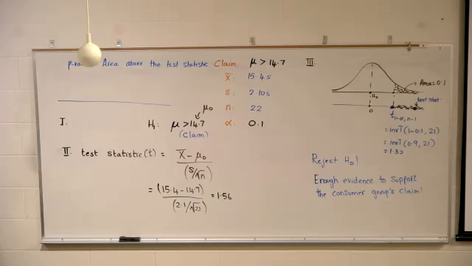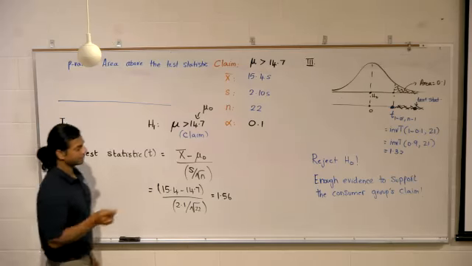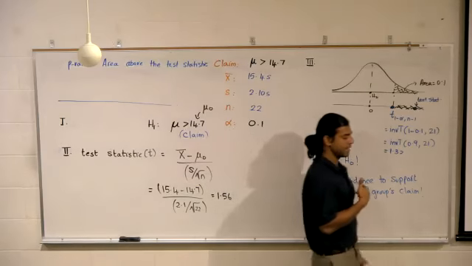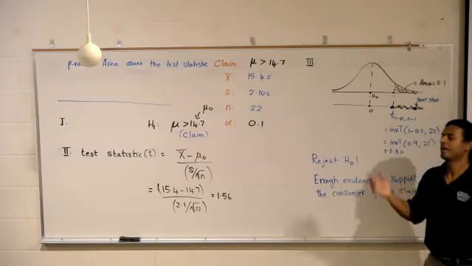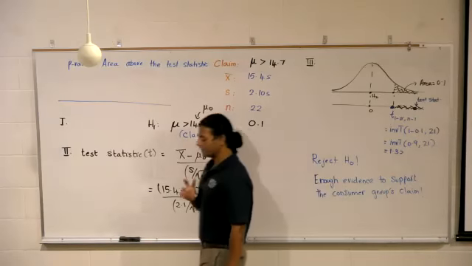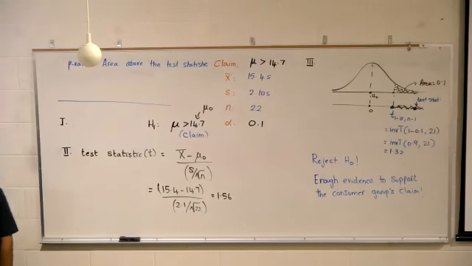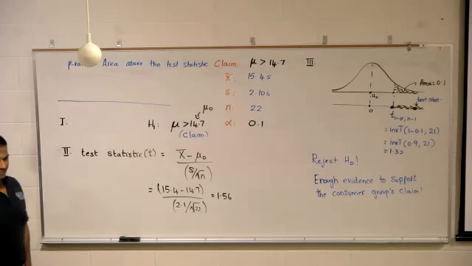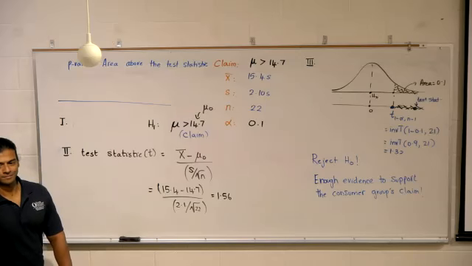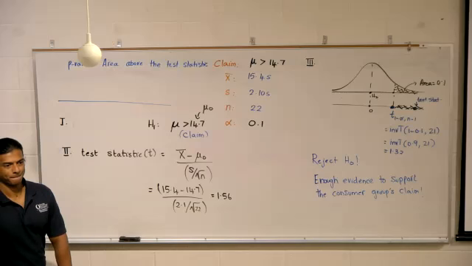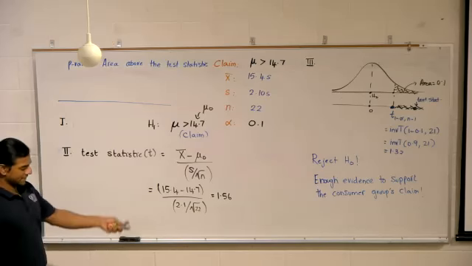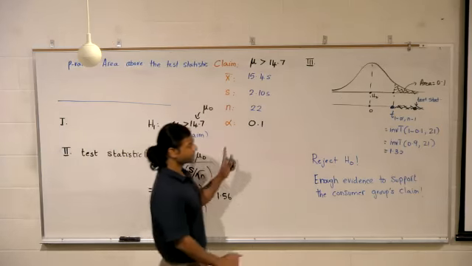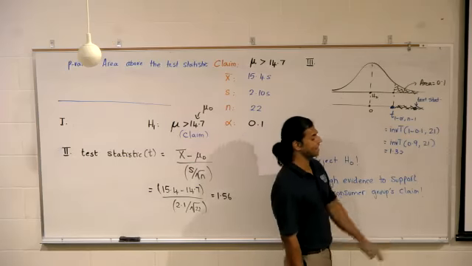So to find critical values using a t-distribution, I made use of inverse t. How did we find probabilities under a normal distribution curve? What function did we use to find probabilities, the area under the curve, with a normal distribution? Normal CDF. In this case, we have T CDF.